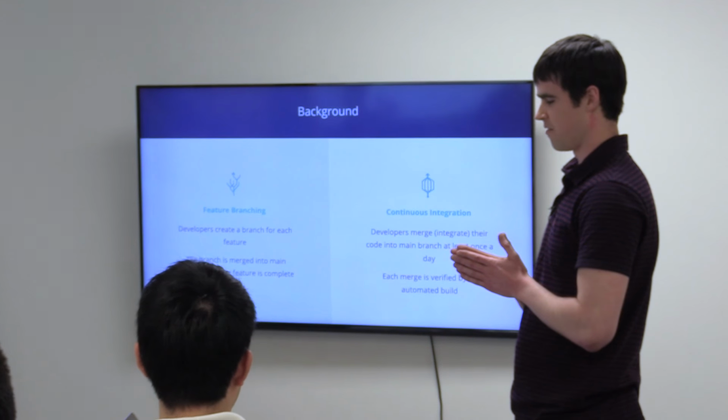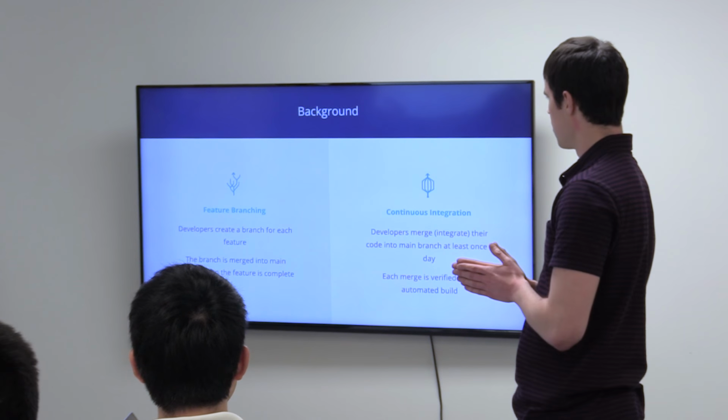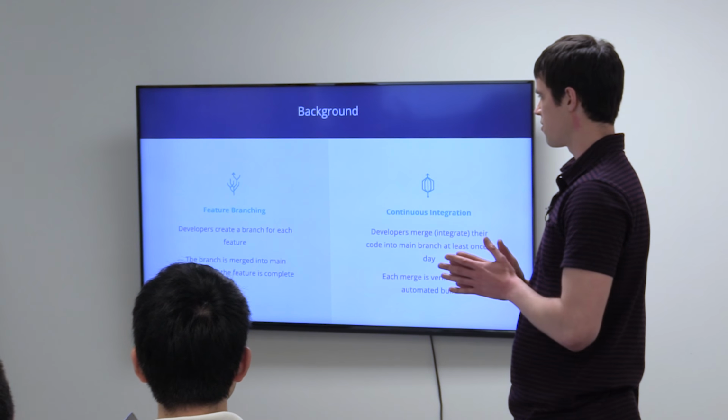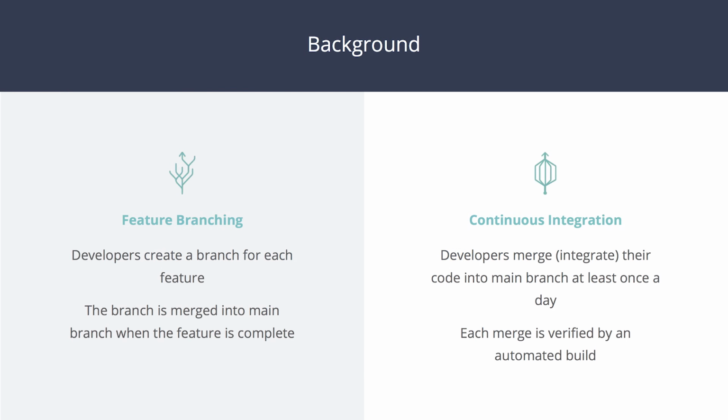So for the background, before I give a definition of feature toggling, I'll just talk about some background software methodologies. These are two strategies you can use to manage your source control. The first one is feature branching, and this is when developers create a branch for each feature, and the branch is merged into the main branch when the feature is complete. So all the engineers here should be familiar with that. That's what we normally do.